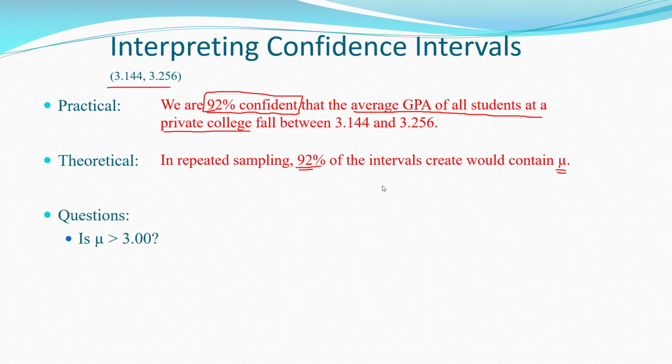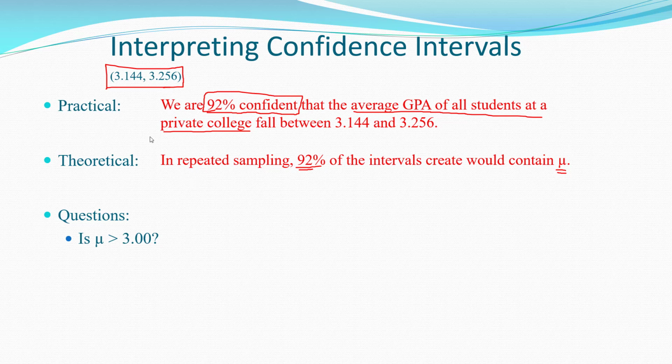The next interpretation: I'm going to ask you some questions, and it'll come at you as either a question or a claim. I might ask the question, is mu equal to 3.0? To answer this question, I want you to take a look at the interval. What do you think? Is mu equal to 3.0? Look at those numbers, 3.144 to 3.256. 3 doesn't fall in there.